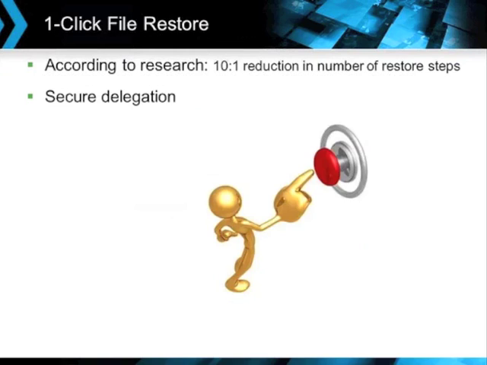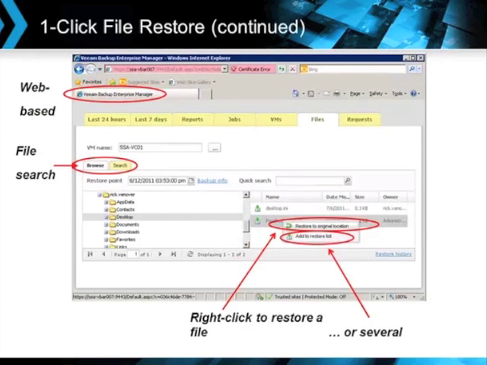So according to research, there is a 10-to-1 reduction in the number of restore steps, and secure delegation. We look at this as a one-click file restore. So this image here is depicting the web-based tool for Veeam. This is a web-based restore, and basically what we're able to do is go into our backups on the file level.